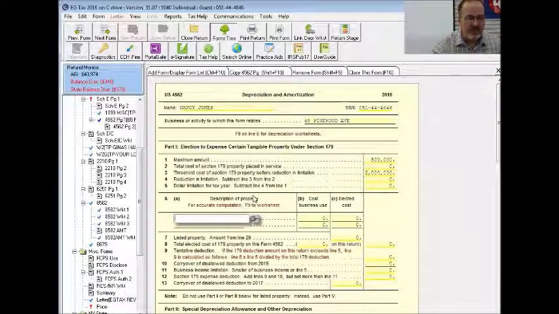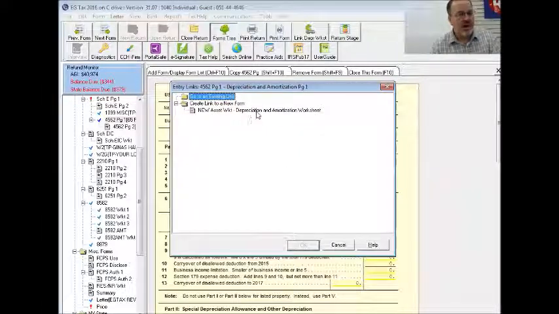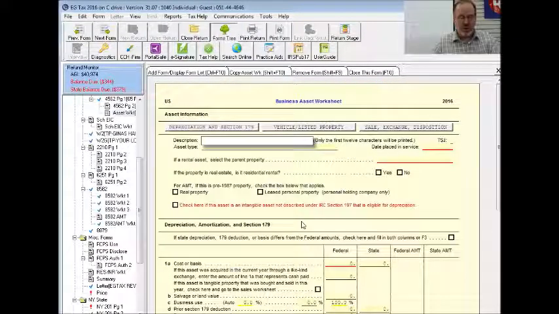And then I can go down to my description of property, because what does it say in there? In the words we love to hear, for accurate computation. Okay? Go down below that, hit F9, and we get our asset worksheet. All right, so we're in. Now, description of property. Exactly. I usually start out by putting duplex or double or whatever, and then I put the address.